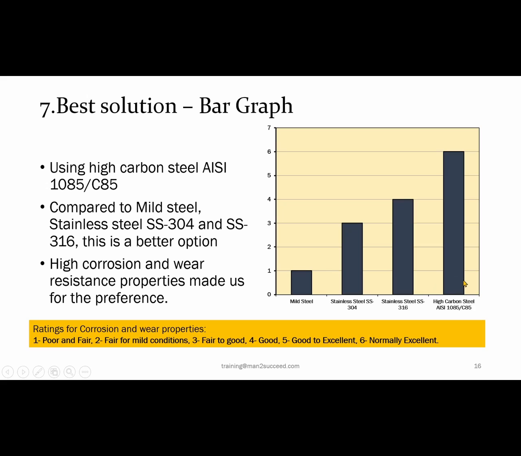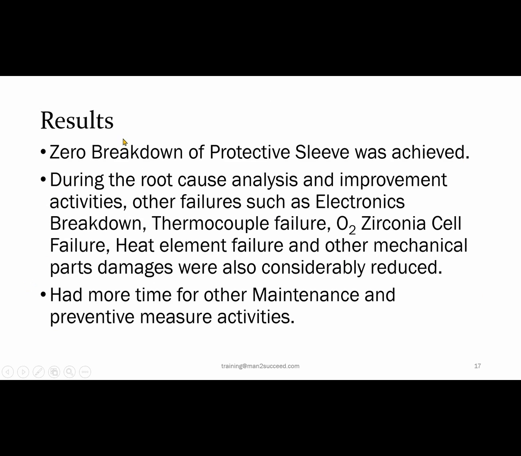So of all these things, that high carbon steel is having normally excellent category 6, and others are very less. So this bar graph gives us the idea that 6 is better, and we can use high carbon steel, then definitely corrosion and wear resistance can be achieved. So the result what they have done, 0 breakdown of protective steel was achieved during the root cause analysis and improvement. So that particular high carbon steel they have utilized, because of that the problem is solved.